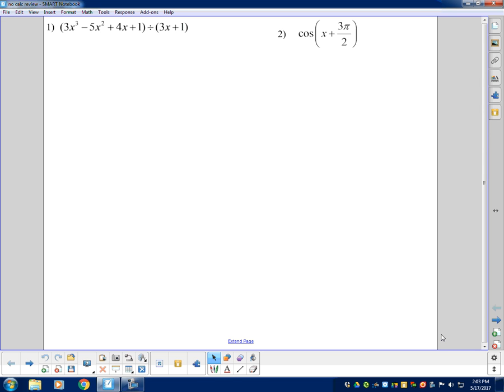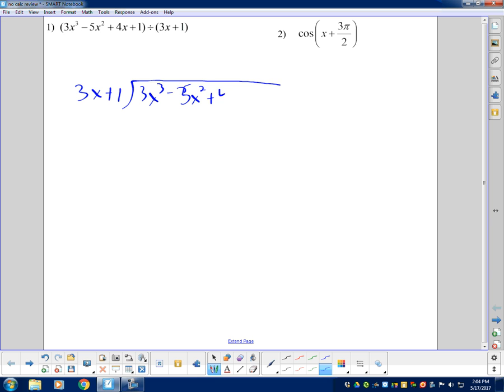So we're going to do long division here. Now we're not doing synthetic because we would have to doctor this up. We have a 3x plus 1 as opposed to something of the form x minus, say, r, dividing into this polynomial. So long division will always work here. Synthetic division, we only use it when we have a coefficient of 1 in front of the x there. So we have 3x cubed minus 5x squared plus 4x plus 1.